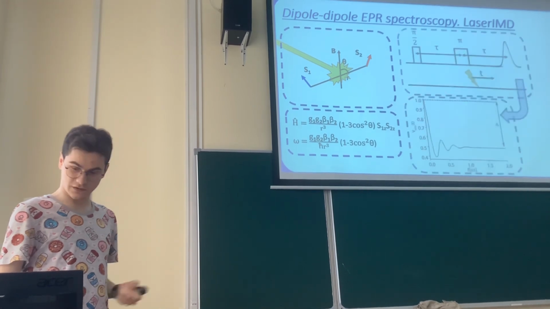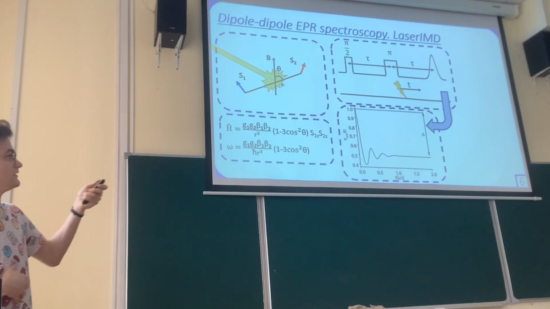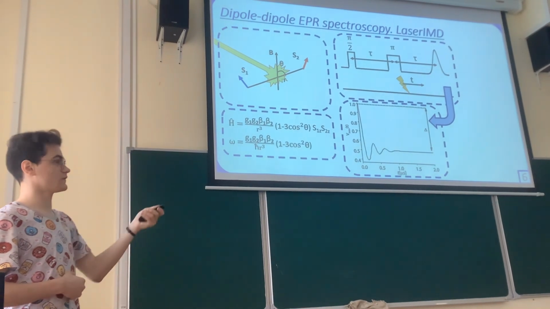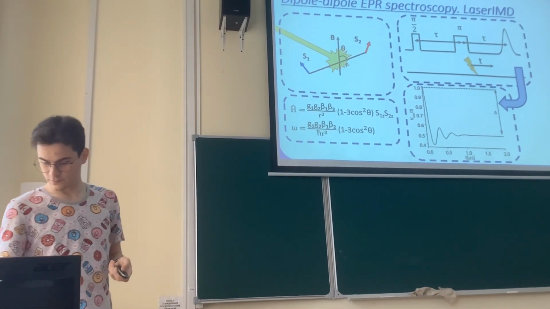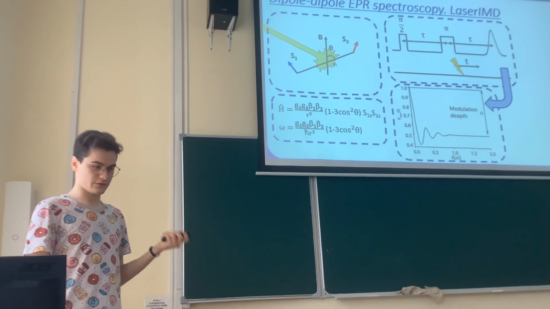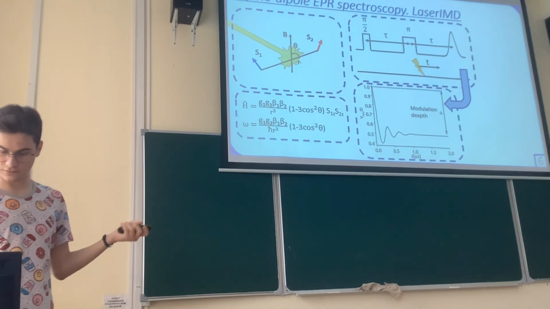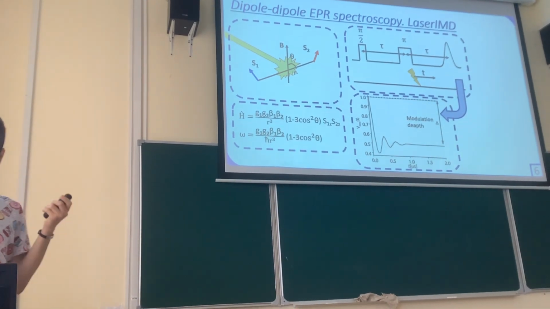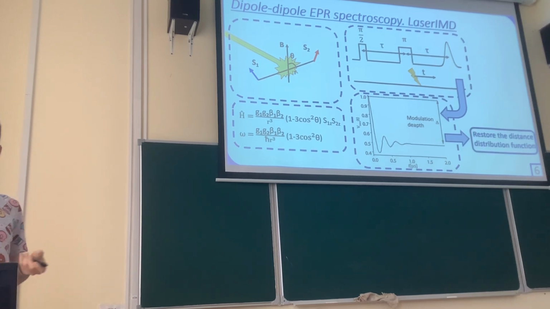To do that, in different parts of the standard sequence, we insert a laser pulse and obtain the resulting signal. The parameter delta is called modulation depth, and it resembles the amount of interacting spins. And from this function, we can derive the distance distribution.